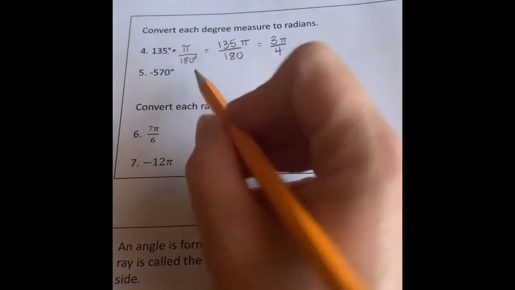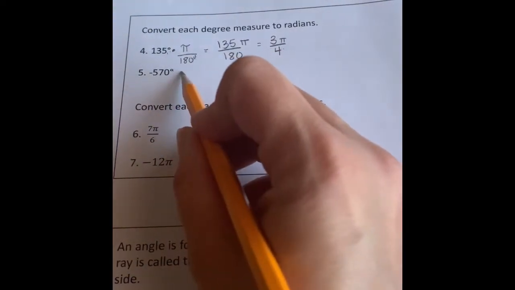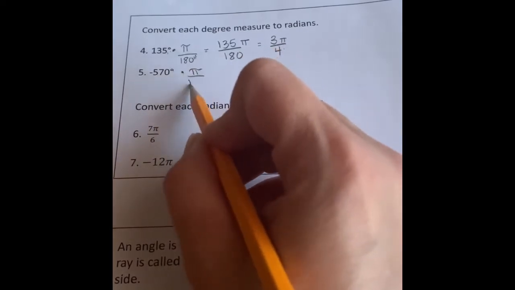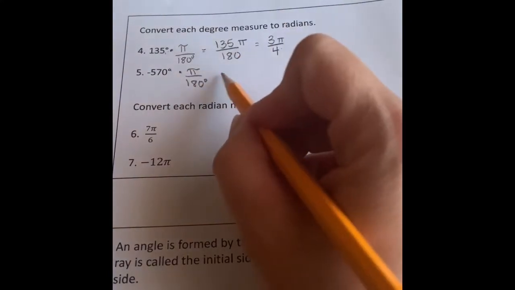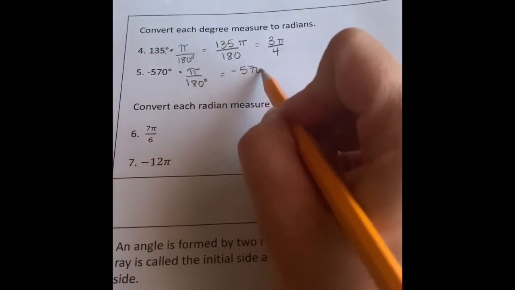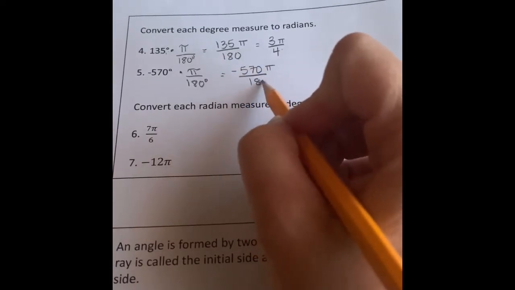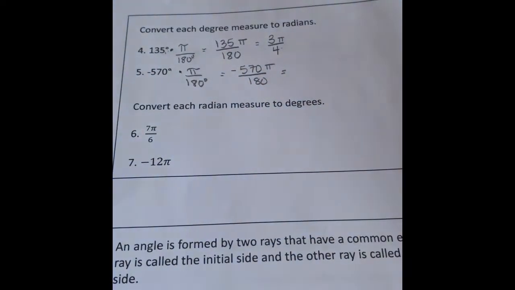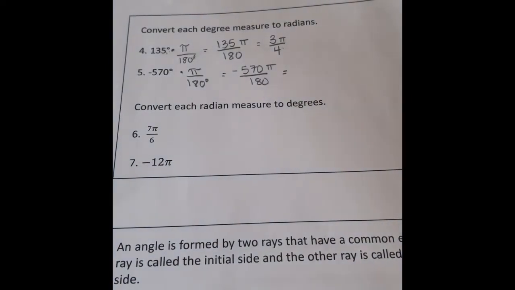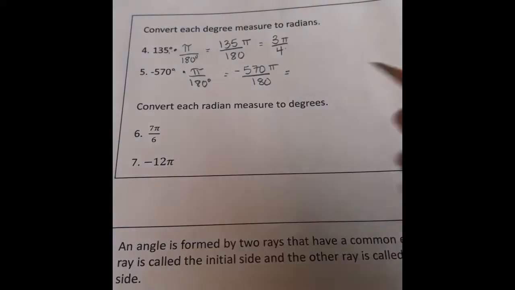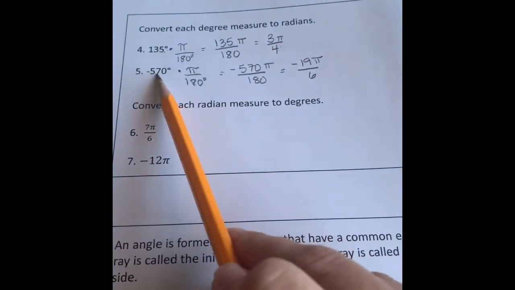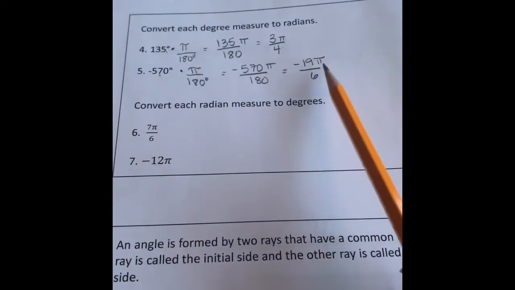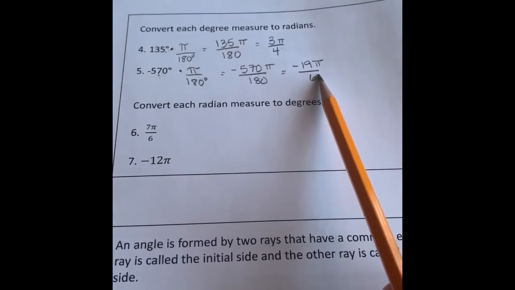We're going to do the same thing on this next one. So since it's a degree, we're going to multiply it by pi over 180 degrees. The degree symbols cancel. So that would leave us with negative 570 pi over 180. Again, plugging that into your calculator, negative 570 divided by 180 is negative 19 pi over 6. So negative 570 degrees is the same thing as saying negative 19 pi over 6 radians.